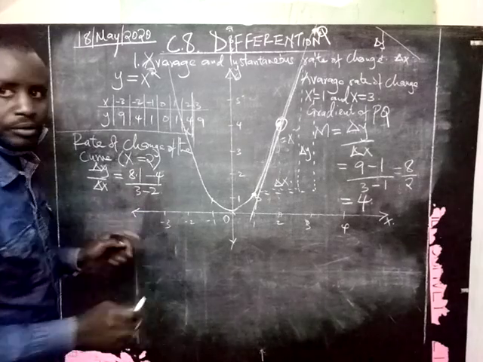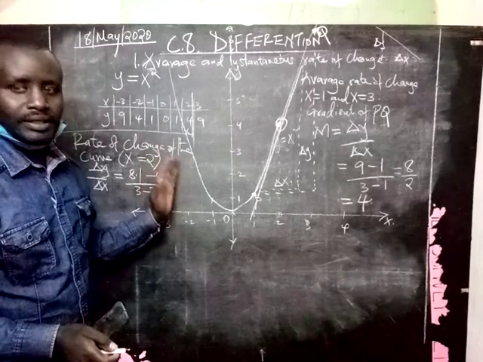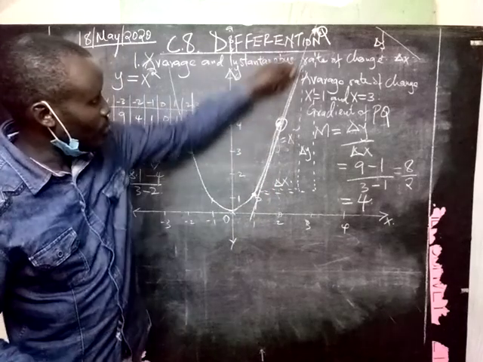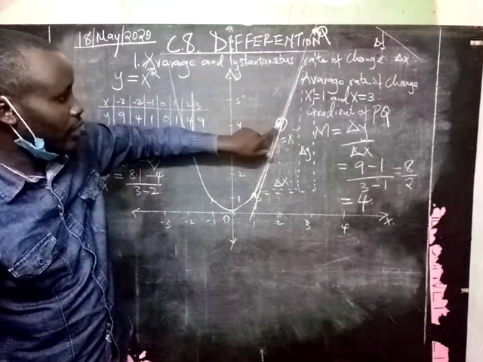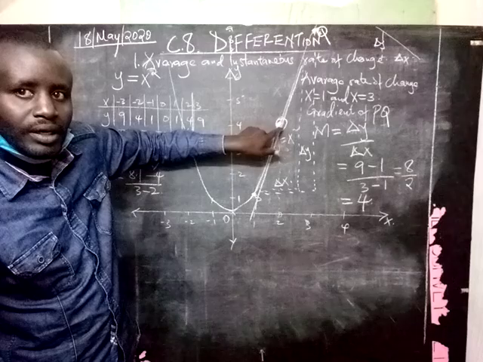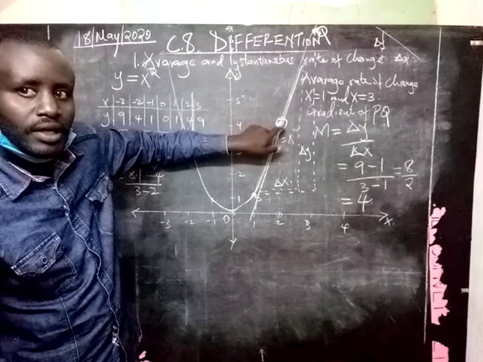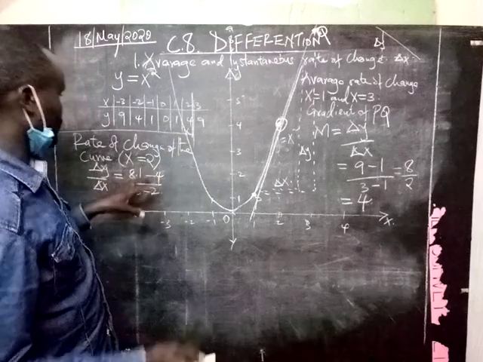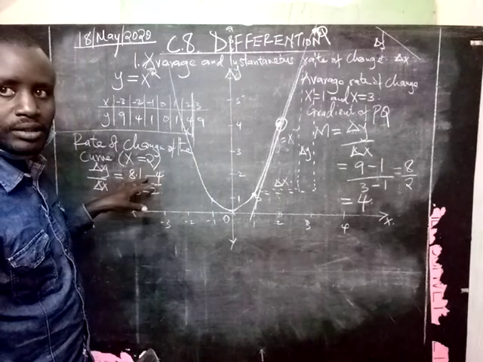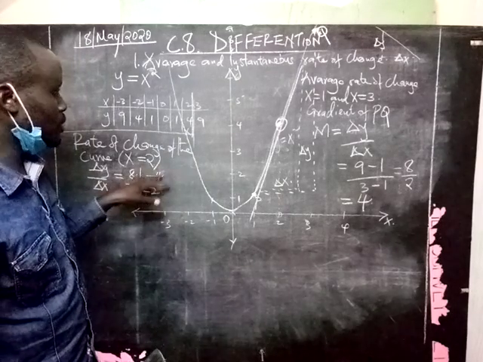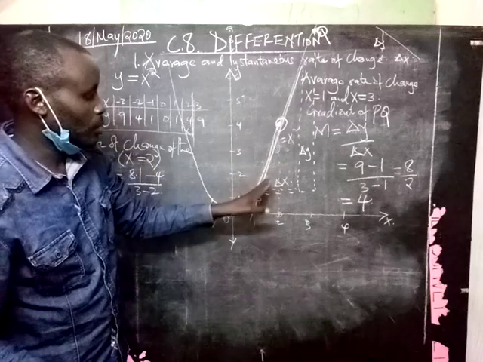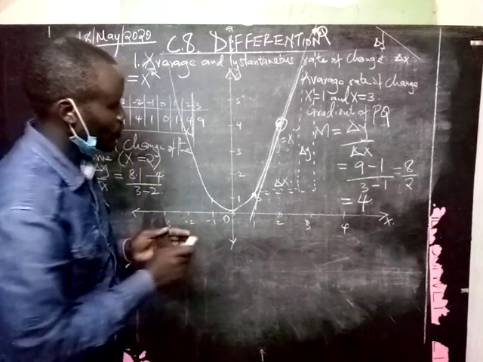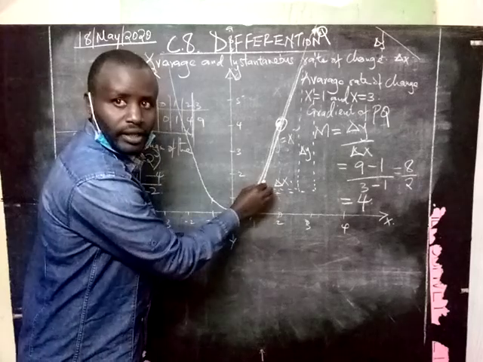You know that the gradient is the same along a straight line, but it is not the same along this curve. Now we are using a straight line to find the gradient at a particular point along this curve. That is why, despite the numbers or the points that you use along this line, the gradient is going to be the same, because you are using a straight line.